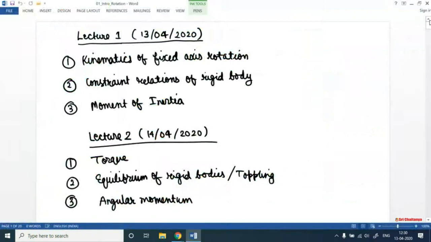So here it is. What I have planned for today's lecture: we are going to discuss, first of all, kinematics of fixed axis rotation, and then we will look into constraint relationships of rigid bodies, and then we will also try to cover moment of inertia, which is a very important physical parameter in order to discuss the behavior of rotation.